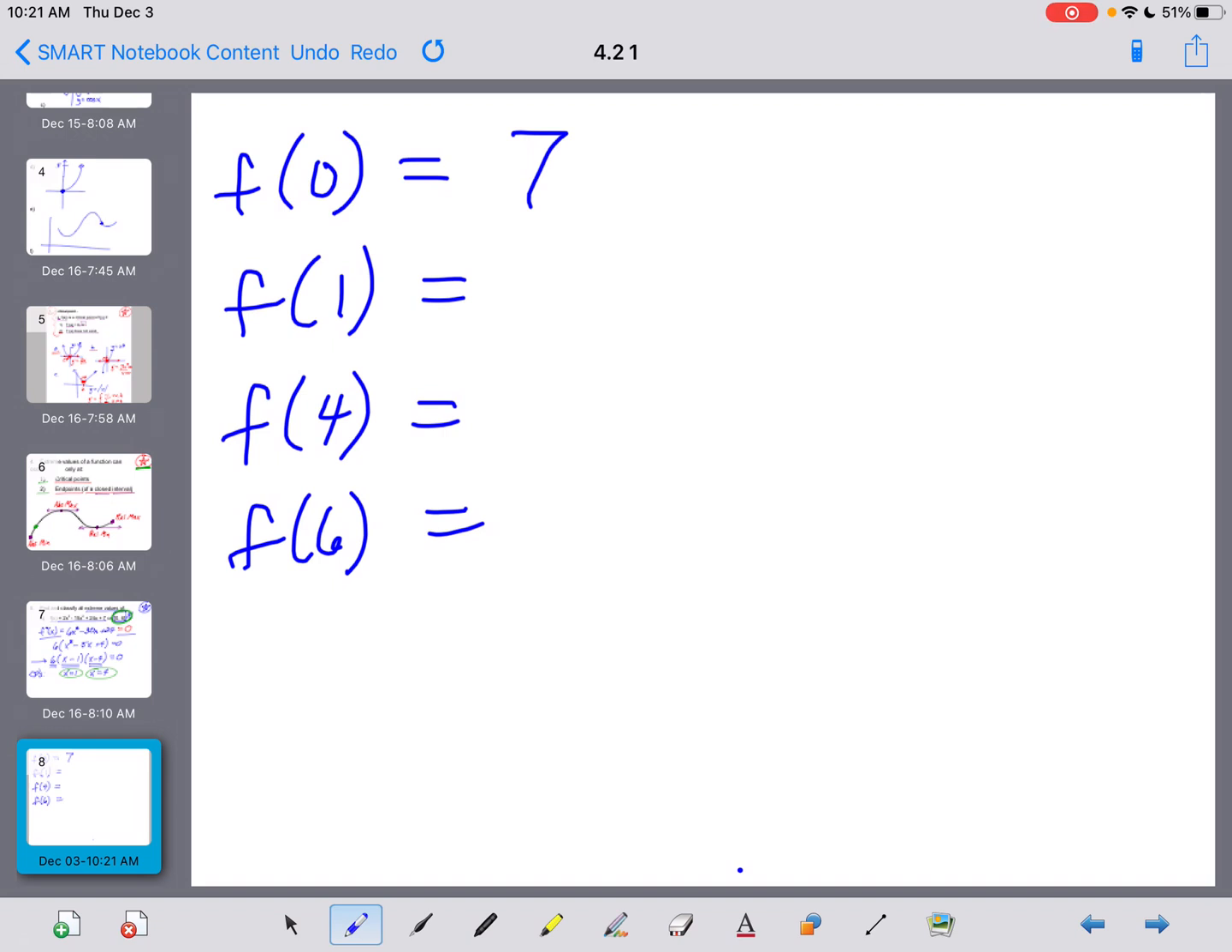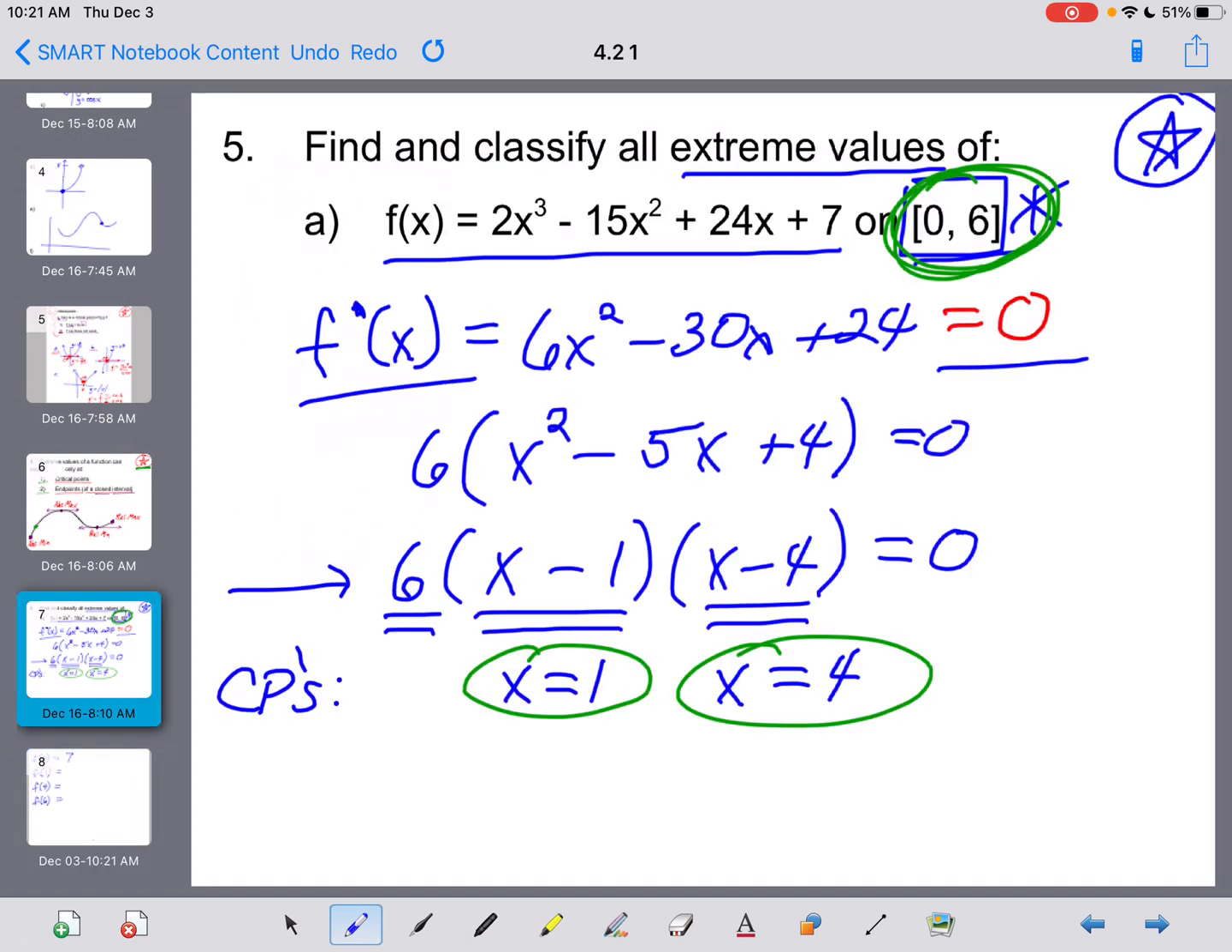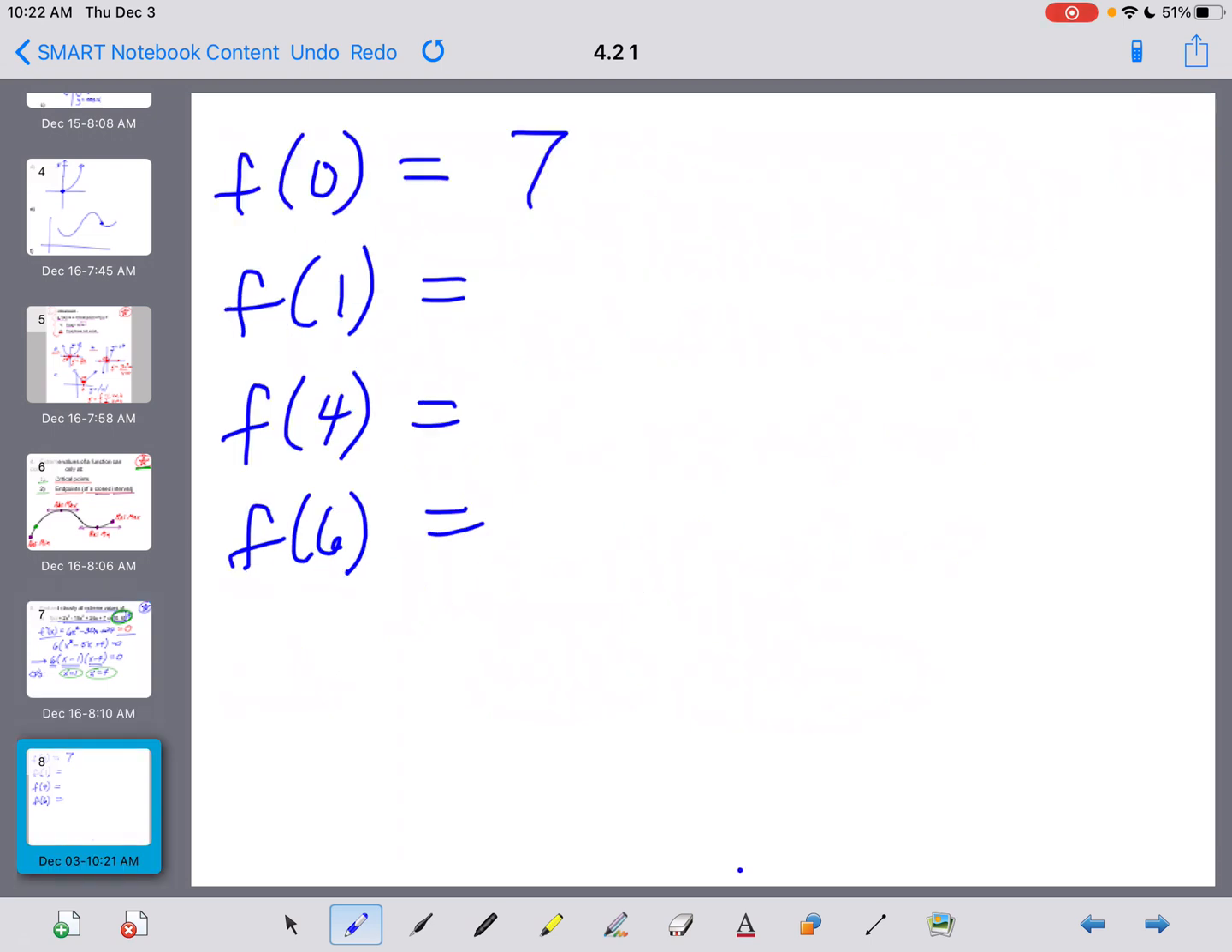but I have no way of knowing, everybody, whether that 7 is a high point, a low point, or anywhere in between until I actually look at it relative to everything else that's going on around it. So that's not a whole lot of help right now. Let's go ahead and evaluate f of 1. So looking back at the original function right here, putting in a 1, we're going to get a 2 minus 15, that's a negative 13, plus 24 is going to get us 11, and 11 plus 7 looks like it's going to be 18.